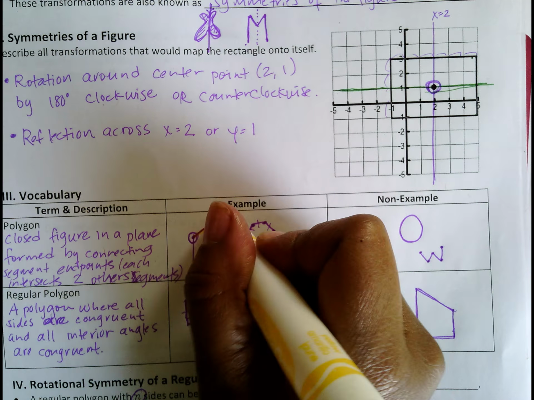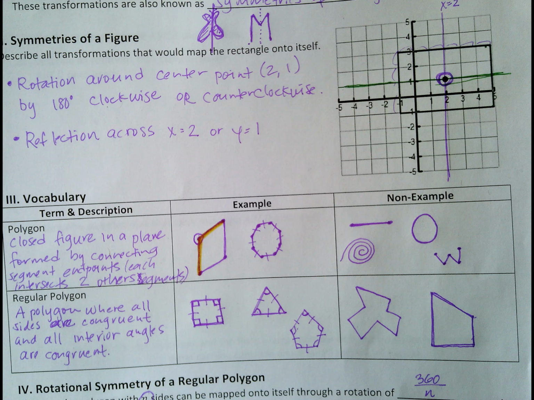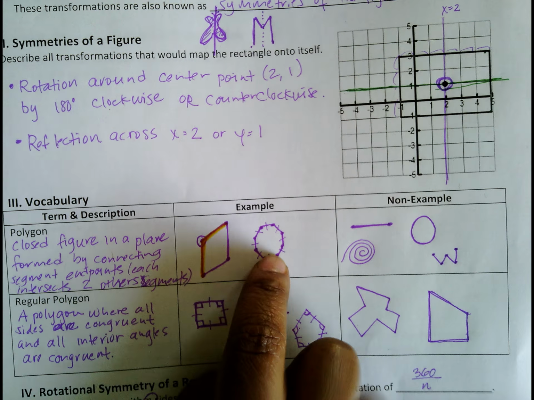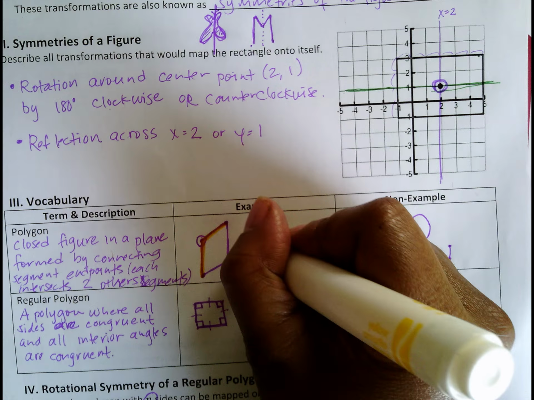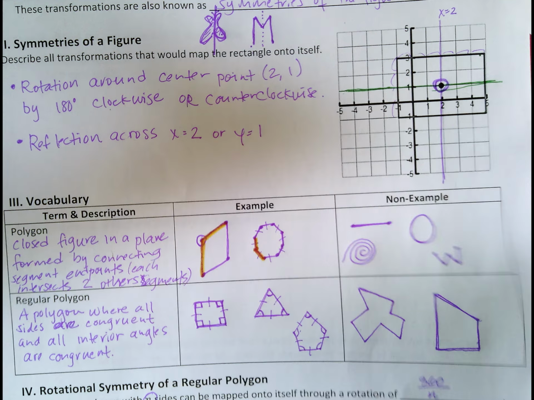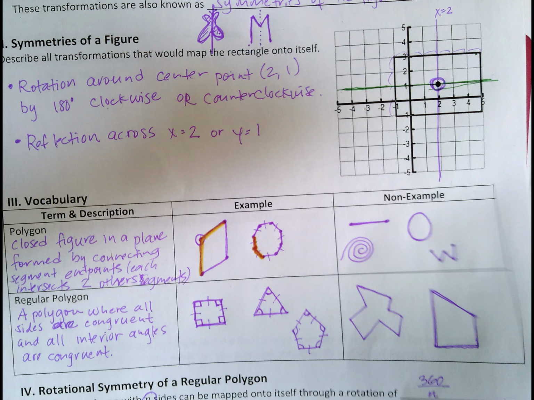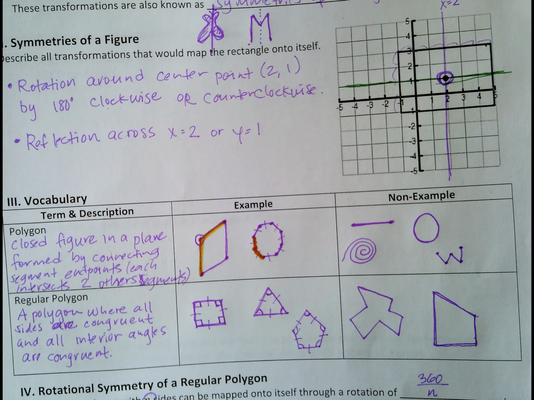This endpoint connects this segment and that segment, okay? And then every other endpoint connects 2 segments. Same thing here in this octagon. Pick any segment, I'm gonna go with this one, and notice that it connects 2 other segments. This endpoint connects that segment. And so that's a unique feature of a polygon.